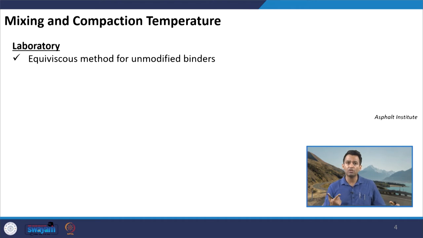And what is compaction? This is something which happens in the field: I am transporting the loose bituminous mixture through trucks to the field, and in the field, using pavers and rollers, I am finally compacting the mix. So, compaction temperature is that temperature, or that range of temperature, at which the roller compacts the bituminous mixture. This is what is happening in the field.